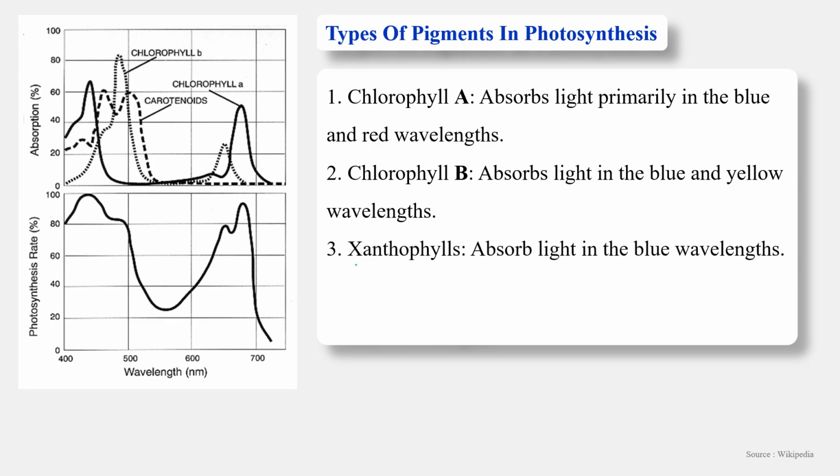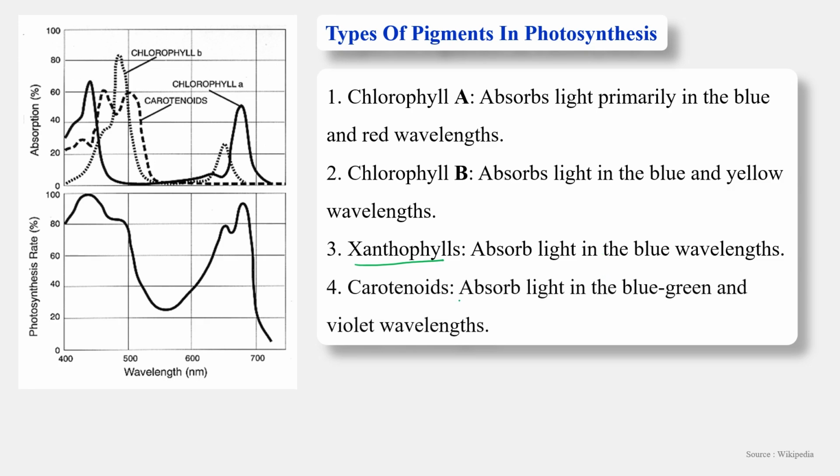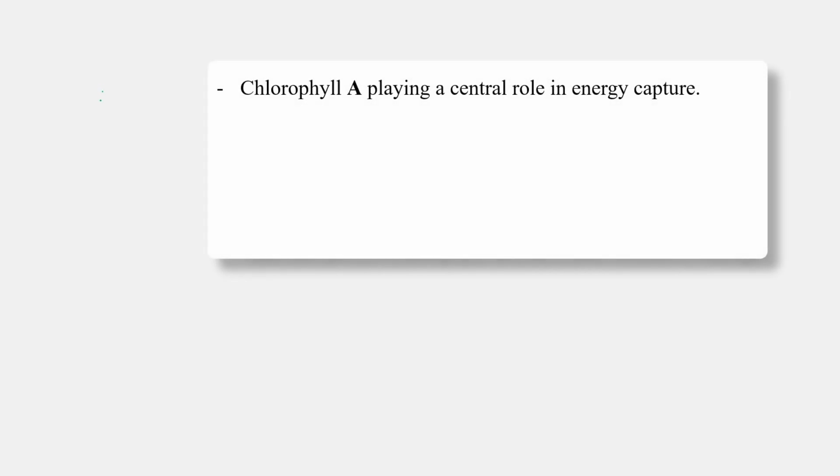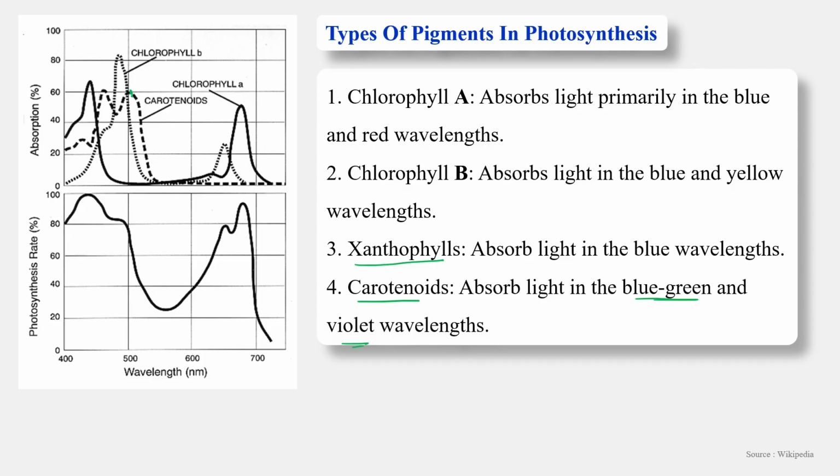While xanthophyll absorbs light in the blue wavelength, carotenoid absorbs light in the blue, green and violet region. This is the carotene. Okay.